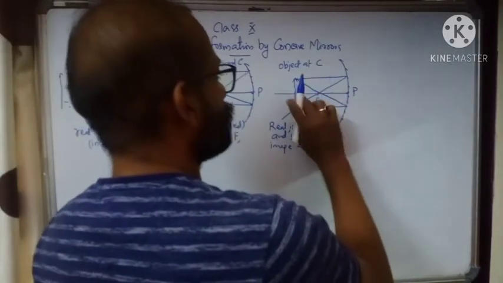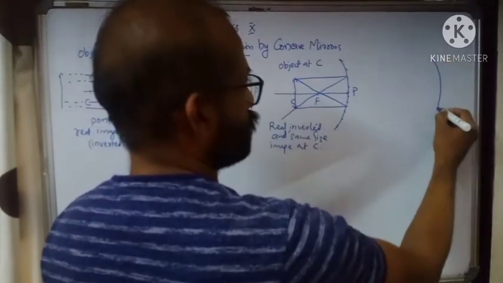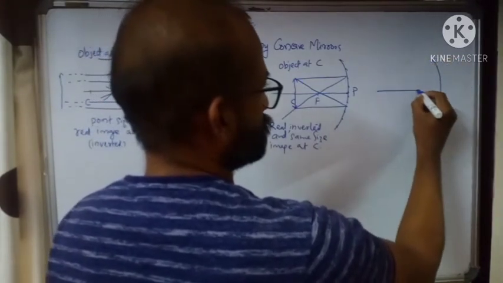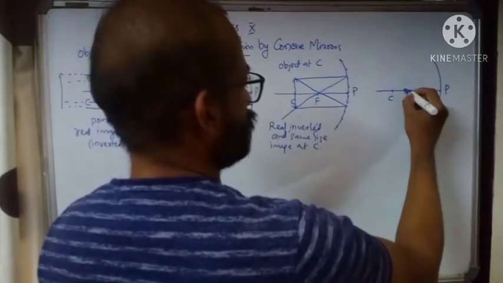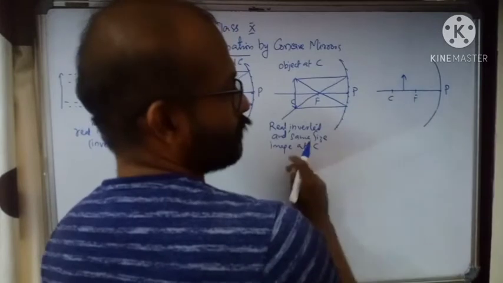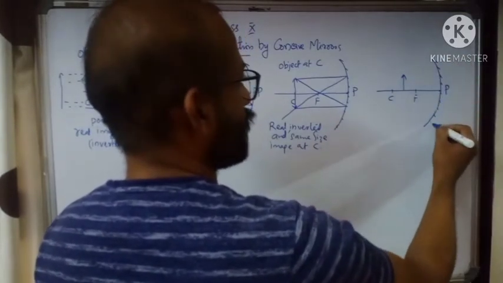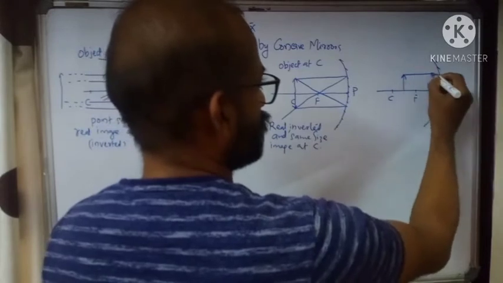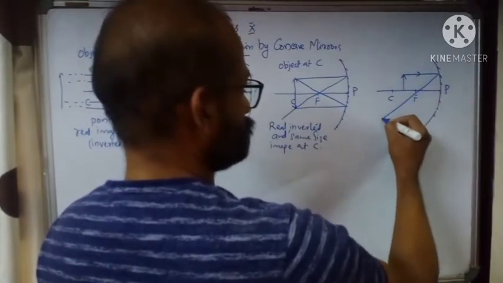We'll just bring the object between C and F. Between center of curvature and pole, we'll place the object. We have the pole, then focus and center of curvature. We place object here between C and F. Now we can draw the necessary light rays. First light ray we can draw parallel to principal axis, it is passing through the focus.